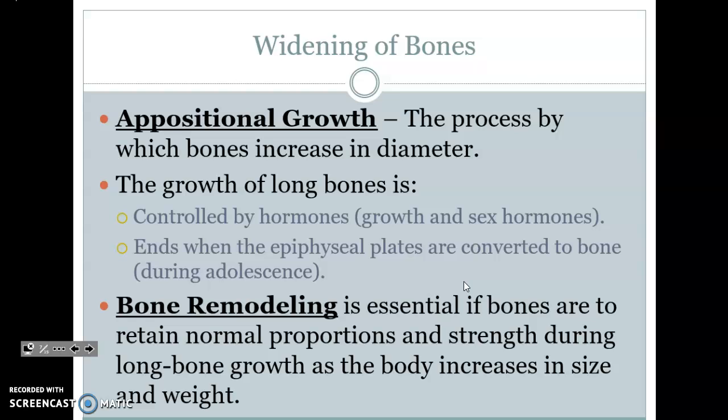Growth of the long bones is controlled by hormones, and the epiphyseal plates are converted to bone during adolescence, and that's where that whole conversion of the epiphyseal plate starts to fuse, and it starts to create a full solid bone. Bone remodeling is the whole process of breaking down bone and rebuilding bone. So it helps with the strength of the bone as it grows and as the body increases in size, and helps it accommodate the more pressure on the body because of increasing size.